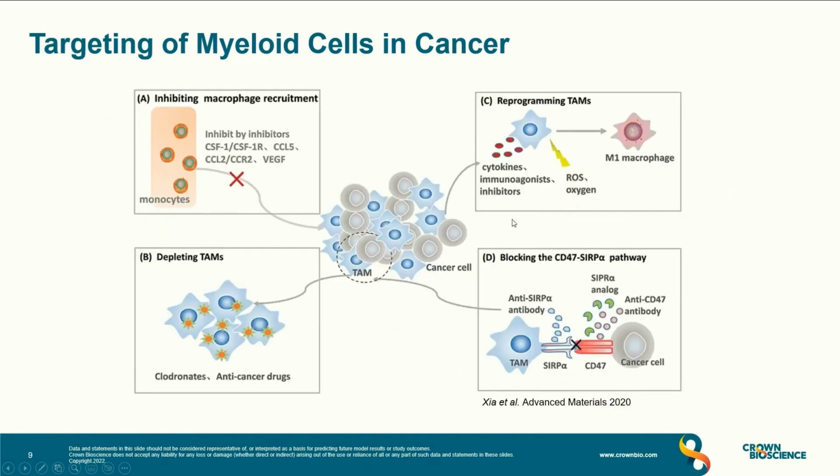There are various ways to jump into these strategies. For example, you can inhibit macrophage recruitment, lowering the amount of tumor-associated macrophages. You can specifically target tumor-associated macrophages by trying to kill them. You can also try to reprogram tumor-associated macrophages from the M2 to the M1 phenotype, or interfere with don't-eat-me signals that make cancer cells more vulnerable to immunotherapy.